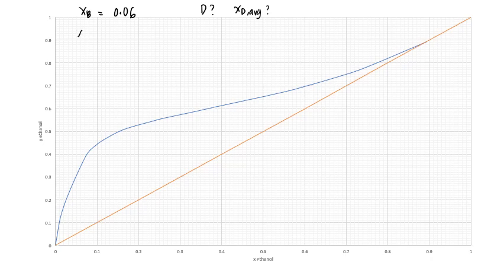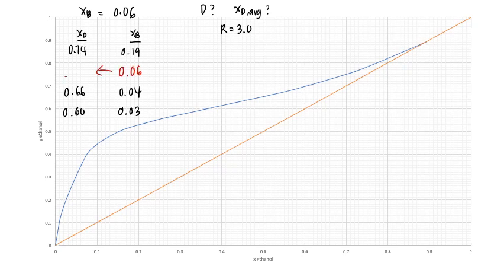So you started with, let us say, XD 0.74, and then at constant reflux ratio R equals 3, you get XB about 0.19, some get 0.185 and so on. It doesn't matter as long as you get your own values. When you do 0.66 you get 0.04 as the XB, and when XD is 0.6 you get XB equals 0.03. So the question asks, what if you stop the distillation when XB is 0.06? What would then be your XD?